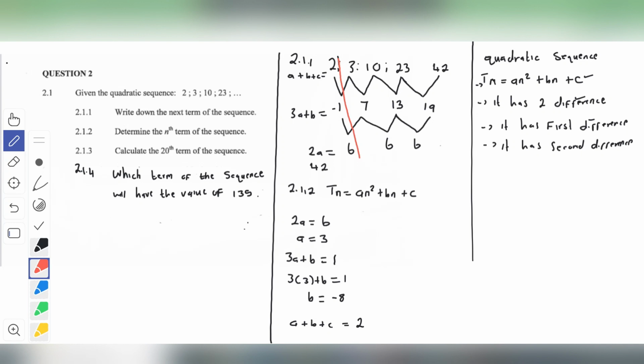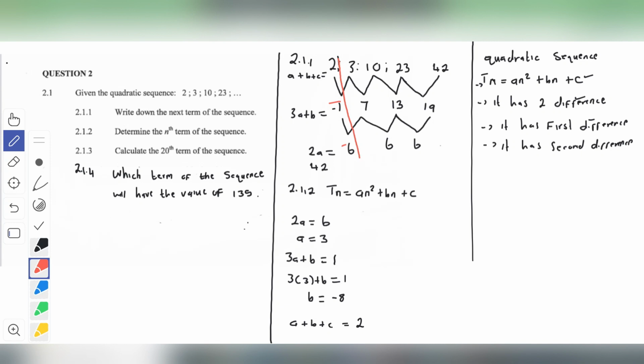2a is equal to 6, 3a plus b is equal to negative 1, a plus b plus c is equal to 2. If it was 3 here, we are going to write a plus b plus c is equal to 3. And if here it was negative 4, we are going to write 3a plus b is equal to negative 4. And if it was 8 here, we are going to write 2a is equal to 8. Because these are the first values of the first difference, right?